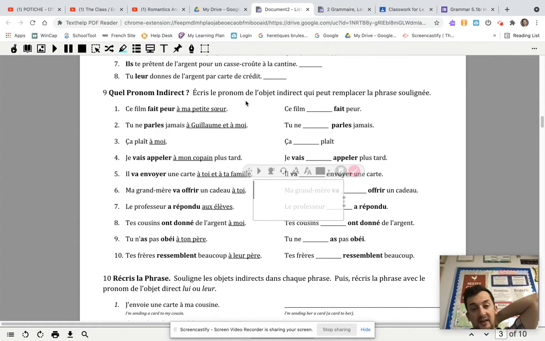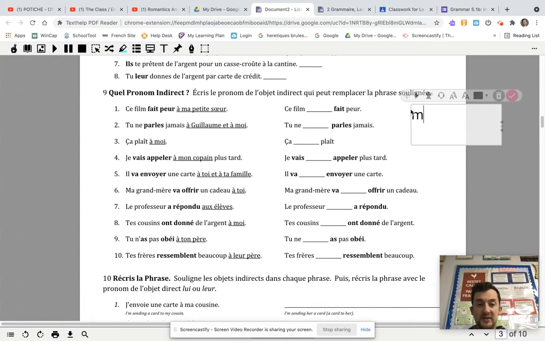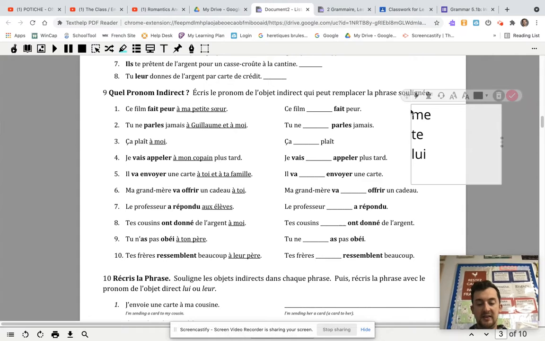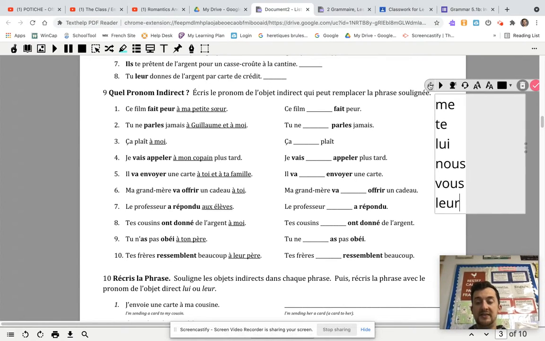Écris le pronom de l'objet indirect qui peut remplacer la phrase soulignée. So you're going to write the indirect object pronoun that can replace the underlined phrase. So your choices are me, te, lui, nous, vous, and leur. Those are the only options.